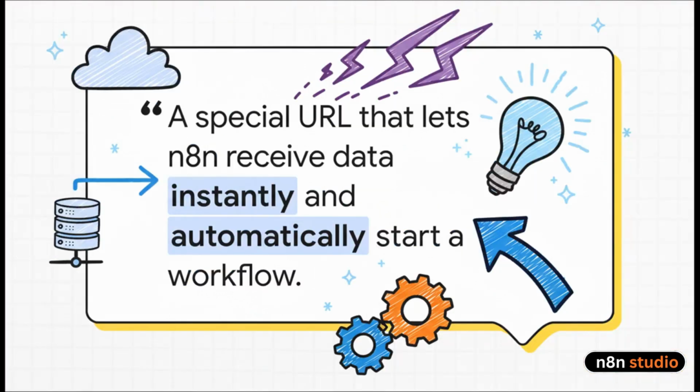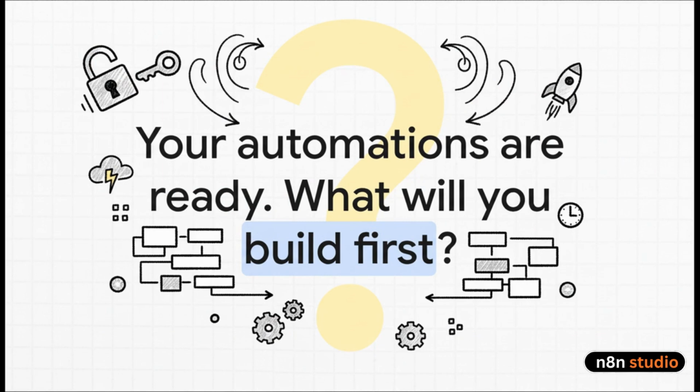So if we had to boil everything we've covered down to just one single sentence, this would be it. A webhook node is a special URL that lets your system receive data instantly from anywhere and automatically start a workflow the moment something happens. It's the critical bridge that connects an event to an action. And that pretty much wraps it up. You now know the what, the why, and the how of webhooks. They are the key to building truly instant automations that react to events in real time. So the only question I have left for you is this: with this power at your fingertips, what are you going to build first?